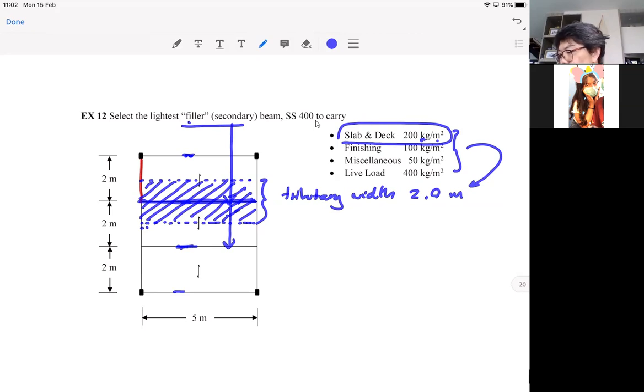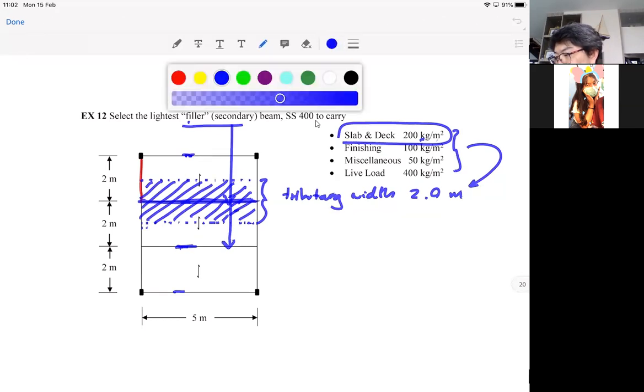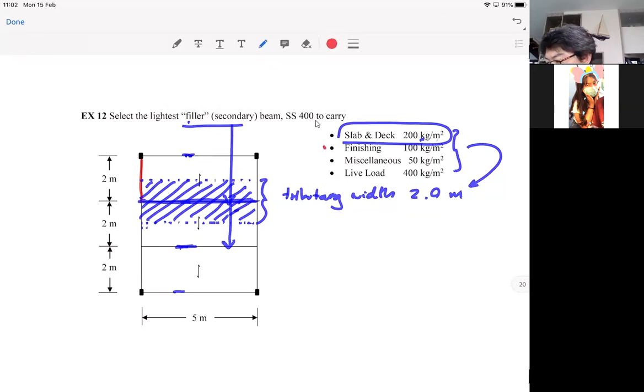So for those of you who still are curious about the floor, let me do it again, that this is superimposed, right?